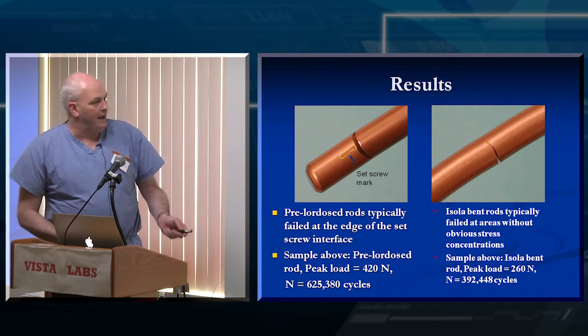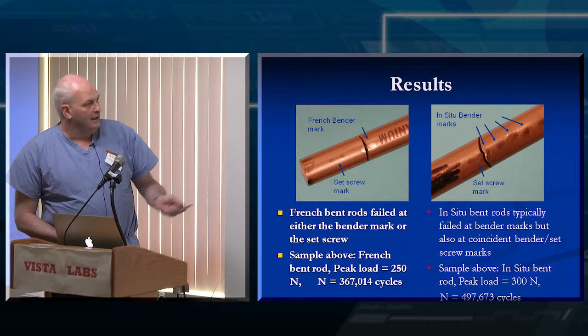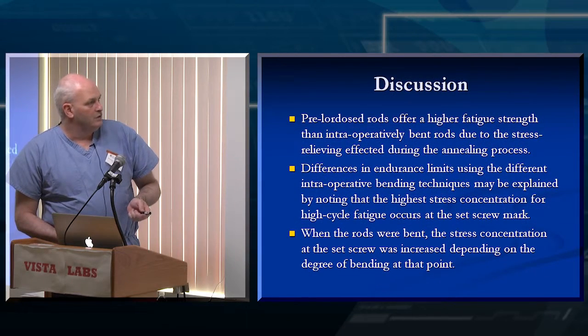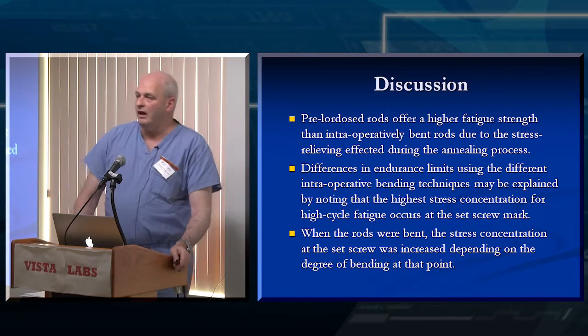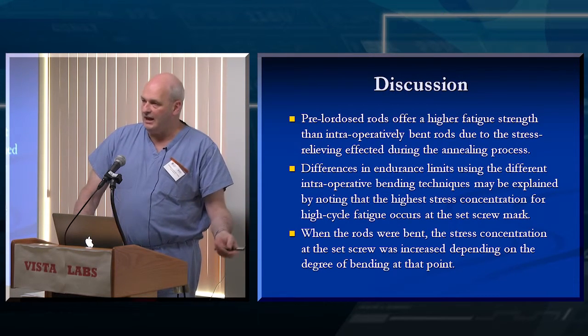For people that had the Isola rod, it typically just broke in the middle of the rod, okay? Pre-lordosed rods broke at the set screw, and anyone that had a French rod bender almost always broke at the area where the apex of the French rod bender was present, or at the site of the in situ bending. So just realize that when you can use a pre-contoured rod, that has some advantages.